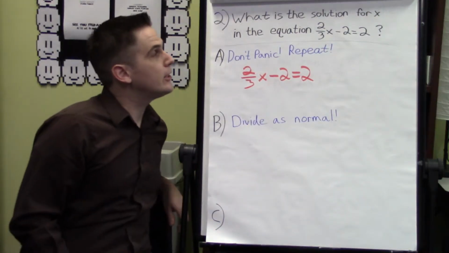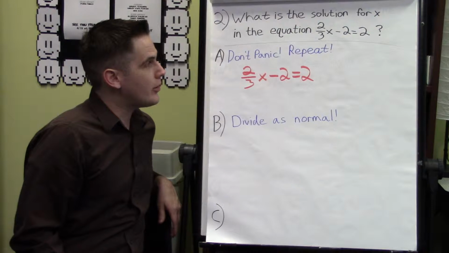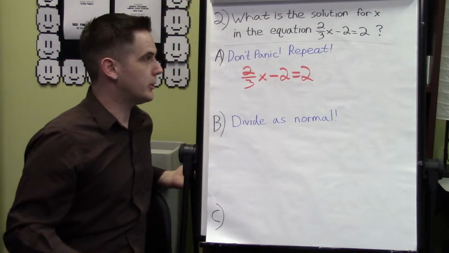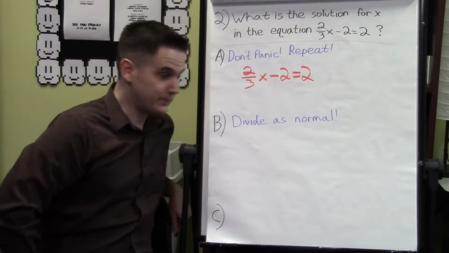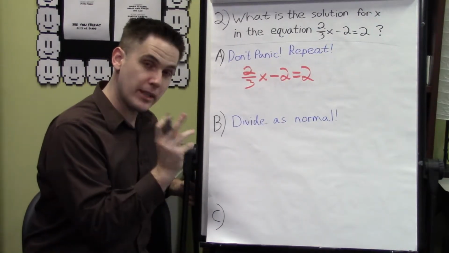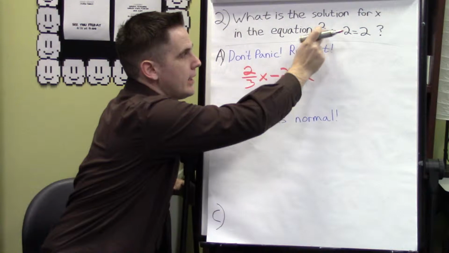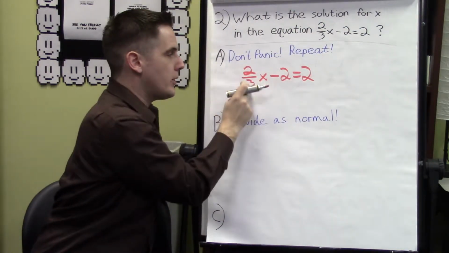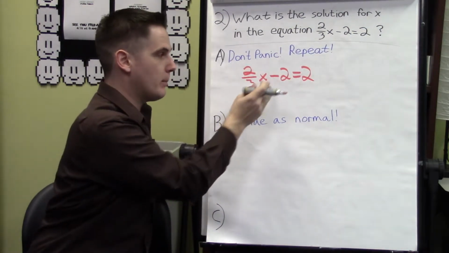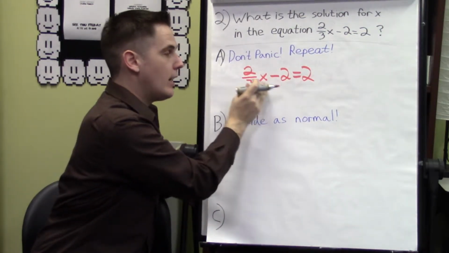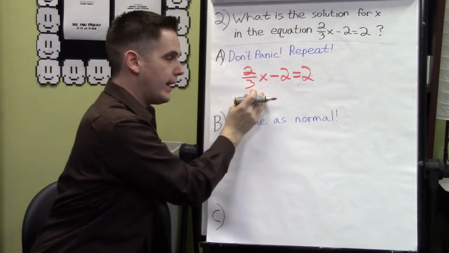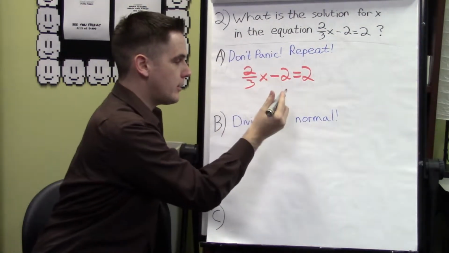Number 2, what is the solution for x in the equation 2/3 x minus 2 equals 2? First, don't panic. You know what to do. We just did this. There's no difference in the steps, just in the math. So 2 over 3x, really what that means is 2/3 times x. There's multiplication going on here. That's why we did the opposite. Before we did the opposite with adding and subtracting, and then we also did the opposite of multiplying and dividing. This is multiply, so we divide. We'll get back to that in a minute. First, let's do the part we already know.